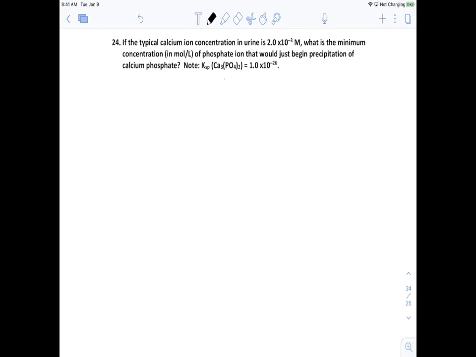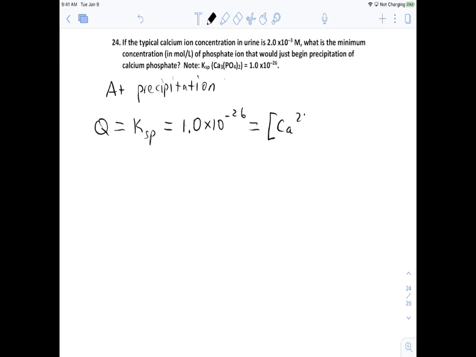Okay, so at precipitation, Q is going to equal KSP at that point. So Q is going to equal 10 to the minus 26, which is going to equal the calcium and the phosphate. But the calcium is to the 3rd power, and the phosphate is to the 2nd power. So this is a little more challenging.